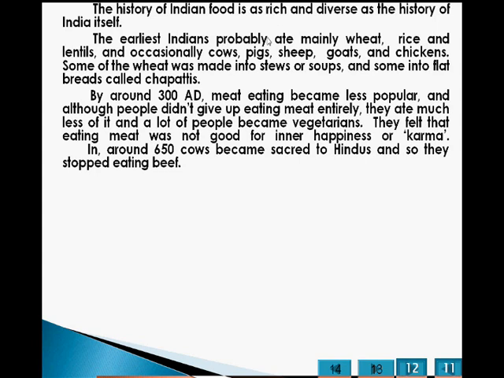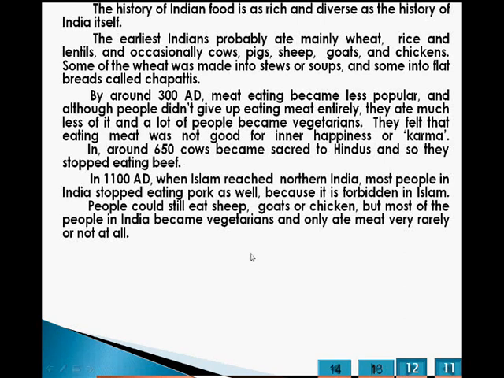And of course, vegetarians, from the word, means the people who ate vegetables. Let's look at the next paragraph. In around 650, cows became sacred to Hindus, and so they stopped eating beef. So what happened is that they stopped eating beef at around 650 because the Hindus started to worship cows. So they can't eat their gods. So they stopped eating beef.